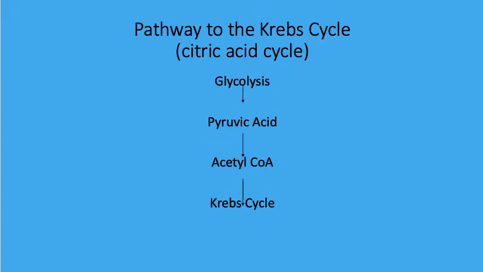Okay, so here's where we left off. Pathway to the Krebs cycle or the citric acid cycle, right? We had glycolysis that took our glucose molecule that entered. We got 2 pyruvic acid molecules, and we said that goes on to the Krebs cycle, right? Well, there's kind of a small problem. Pyruvic acid can't just necessarily enter the Krebs cycle and function.